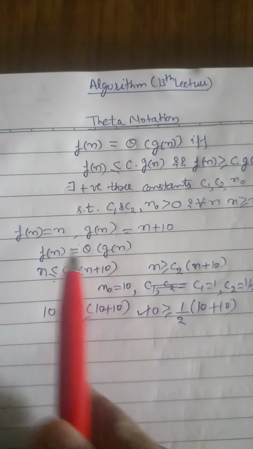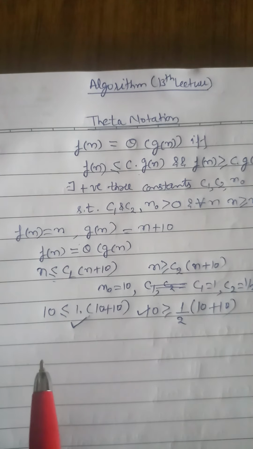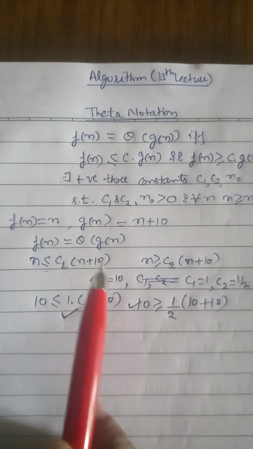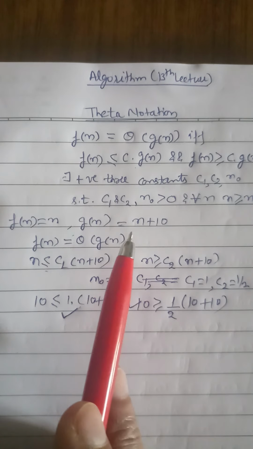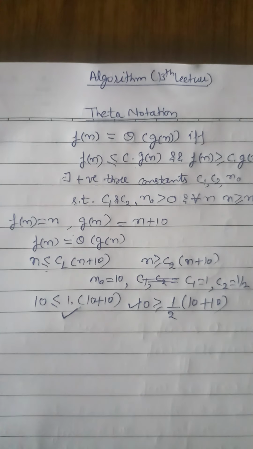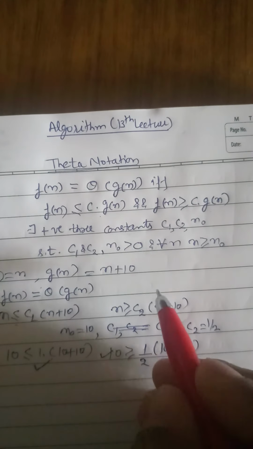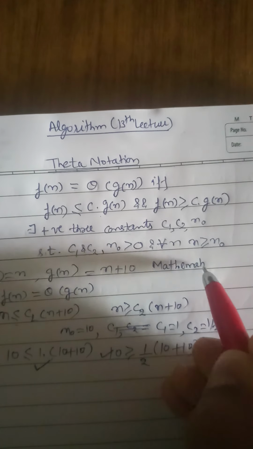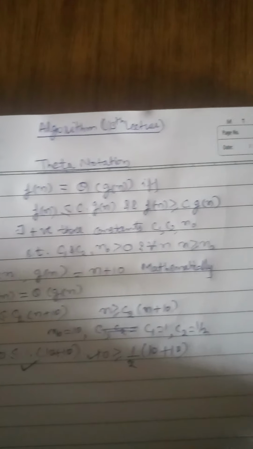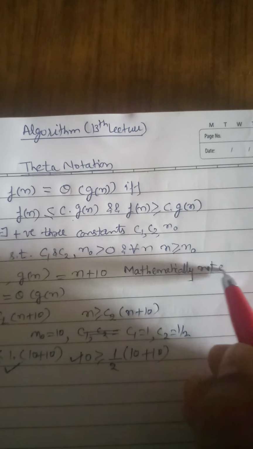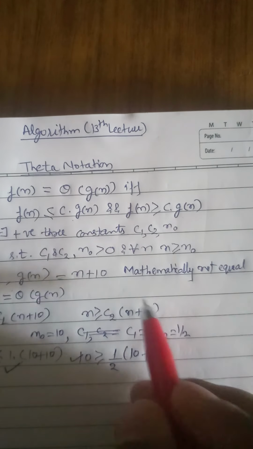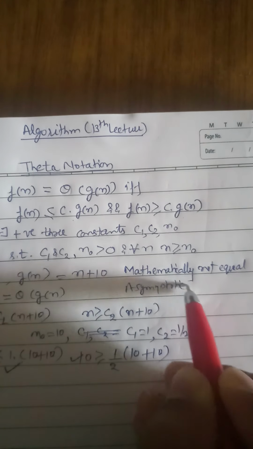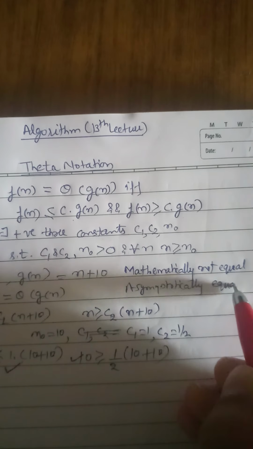So this proves that f(n) is equal to theta g(n). By putting in the n0, c1 and c2 values, we can satisfy the condition. That's why these are mathematically not equal, but asymptotically equal.